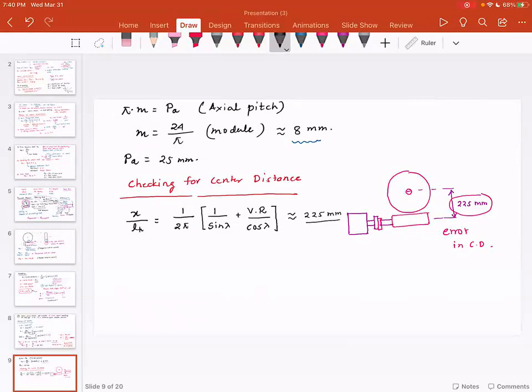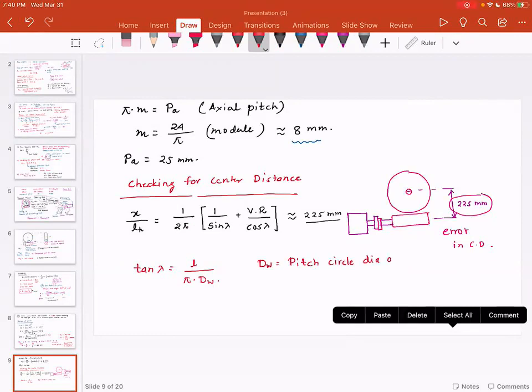Next thing is tan of lambda is equal to L divided by pi times dW. dW is nothing but the diameter of the worm. This is the pitch circle diameter of the worm.